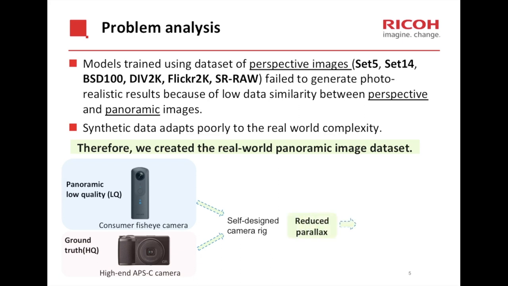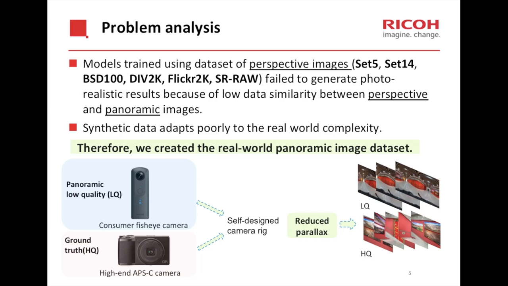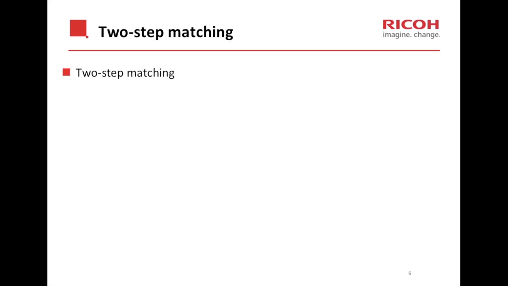We capture 3 low-quality images along the horizontal direction and 5 high-quality images by rotating the high-end camera along the tripod, to ensure that we cover 360 degrees along the horizontal axis. Then we use a 2-step matching strategy to align our images for training.